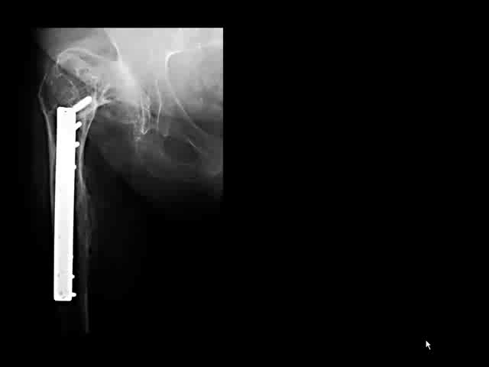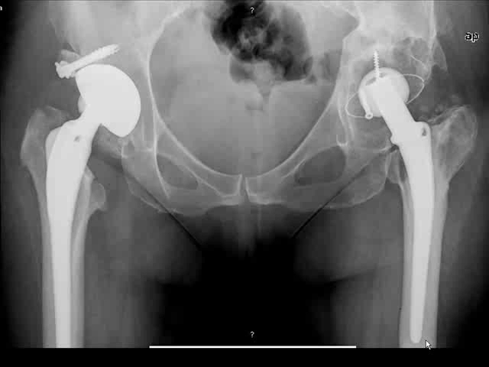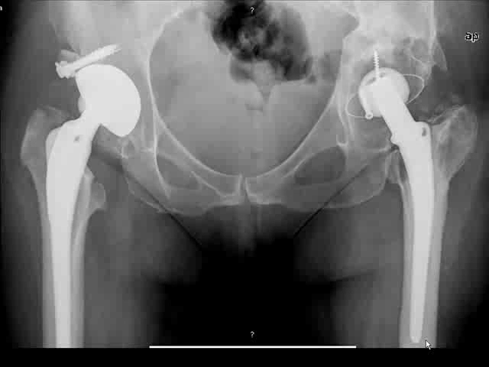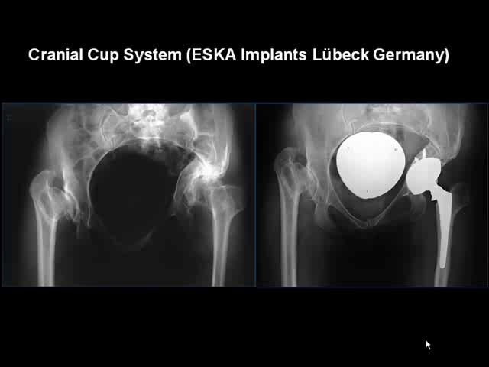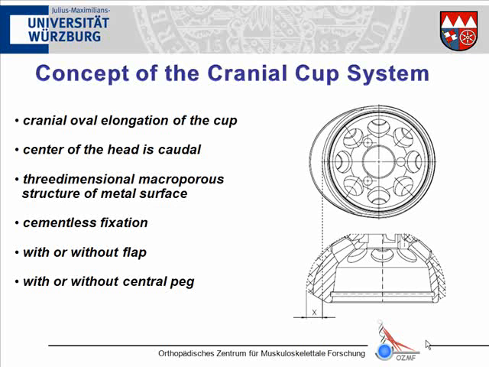And this is an example of an acetabular augmentation with screws. Maybe it wasn't really necessary in this case. And I want to talk to you about a system that we use. It's the cranial cup system. It's an oblong, oval-shaped cup with a macroporous structure. It has an oval elongation here, as you can see, which centers the head of the hip because of this oval shape, and it goes with a three-dimensional macroporous structure.